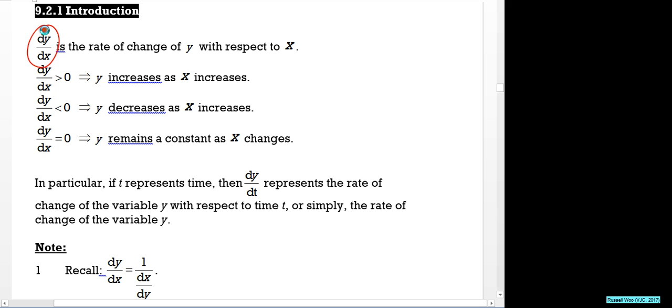dy/dx is actually the rate of change of y with respect to x. Yes? So, what does it mean for dy/dx to be positive? It just means that y increases as x increases. That means the gradient is positive.